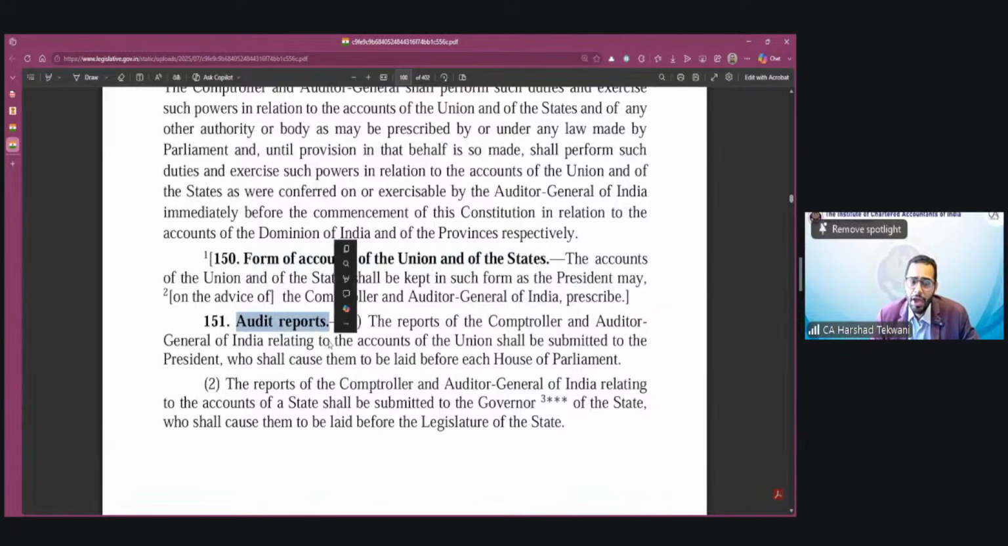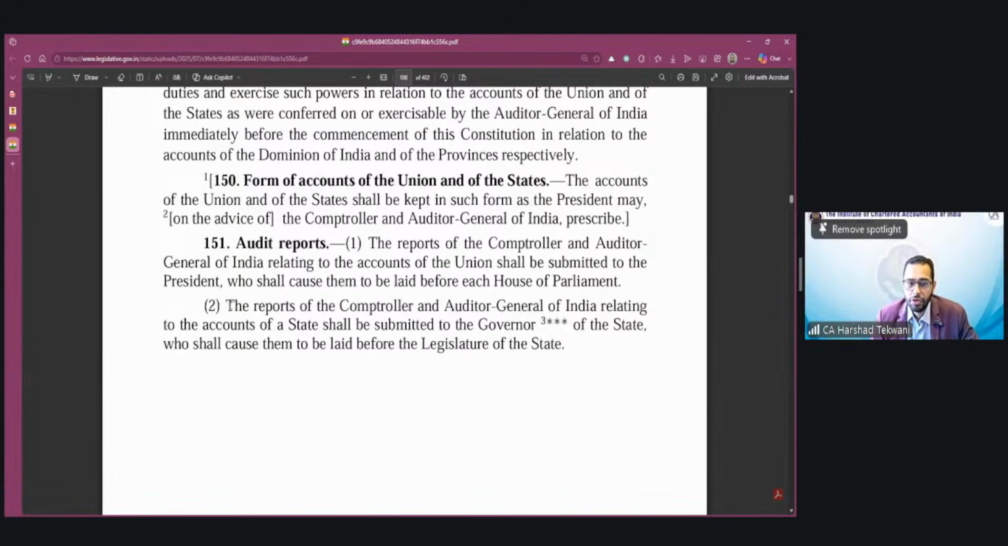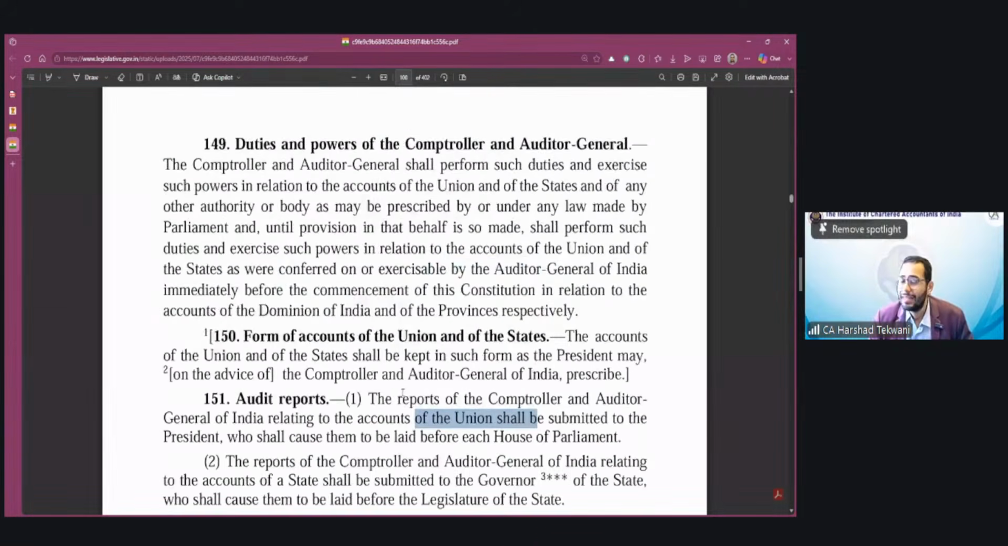And Article 151 talks about the audit report, which says that the reports of the CAG in relation to the accounts of the Union shall be submitted to the President, who will lay them in the House of Parliament. Okay. Now these are known as the audit reports, reports on the accounts of the Union or the respective State. Article 151(2) talks about the accounts of the State. 151(1) talks about the accounts of the Union. So it talks about laying down the audit report on the accounts of the Union and the State. So we are talking about these reports.